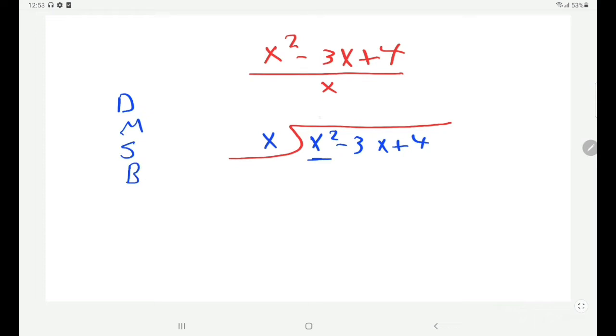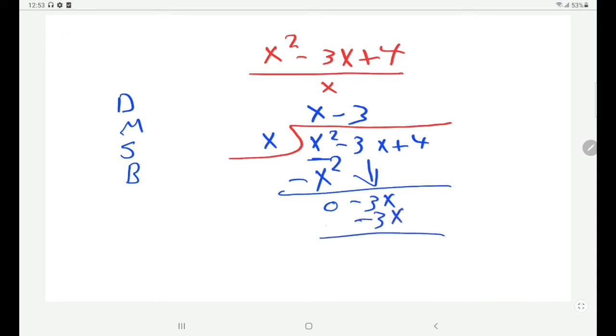x squared divided by x is just x. If you multiply x times x, it is x squared. Then you subtract, you get 0. x squared minus x squared is 0. You drop the negative 3x. Then you repeat the process again. Negative 3x divided by x is just negative 3. Then you multiply negative 3 by the x again. You get negative 3x. Then you subtract. When you subtract, you change the sign, because it will become negative, negative, so it's positive. So you get 0 also.